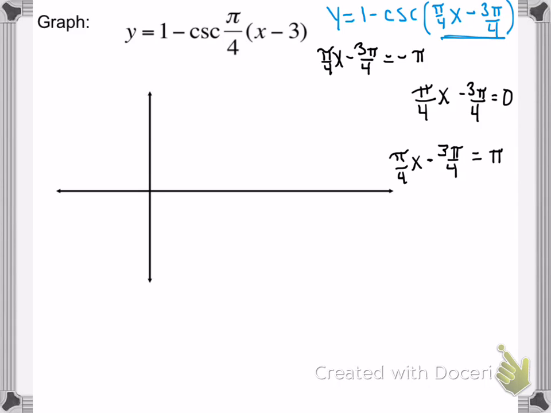When you solved for x, you should get x to equal negative 1, x to equal 3, and x to equal 7. Now those are the locations of where my vertical asymptotes are going to occur. So I'm going to go ahead and plot those on my graph. So here's my negative 1. Make it a little bit more dotted. My positive 3 and my positive 7.